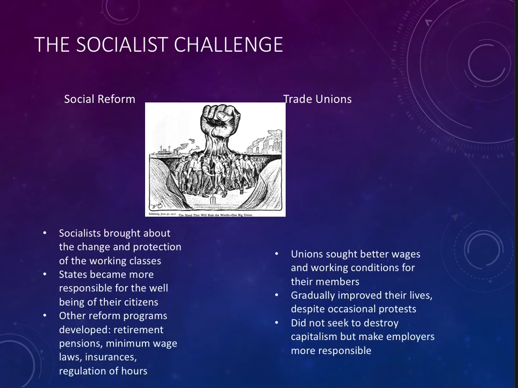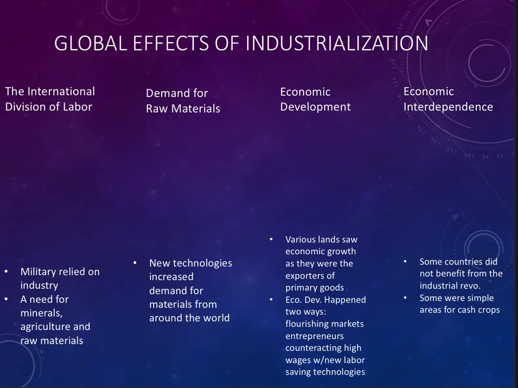So unions sought to better wages and working conditions for their members, and it would gradually improve their lives despite the occasional protest. But it did not seek to destroy capitalism, but make employers more responsible. So these trade unions were there to support, again, the factory workers and make sure they were not being taken advantage of.